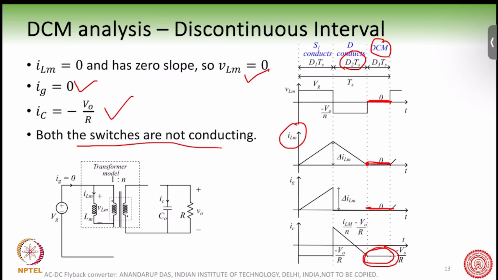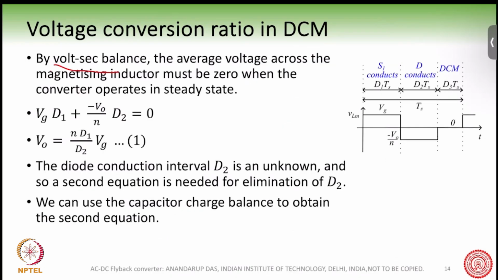Now, if I want to find out the input-output voltage relationship, we know the volt-second balance: the average voltage across the magnetizing inductor must be 0 when the converter is operating in the steady state. So we have Vg into D1 into Ts equal to minus V0 by N into D2 into Ts. The sum of these two must be equal to 0. And so we get V0 equal to N D1 by D2 into Vg.